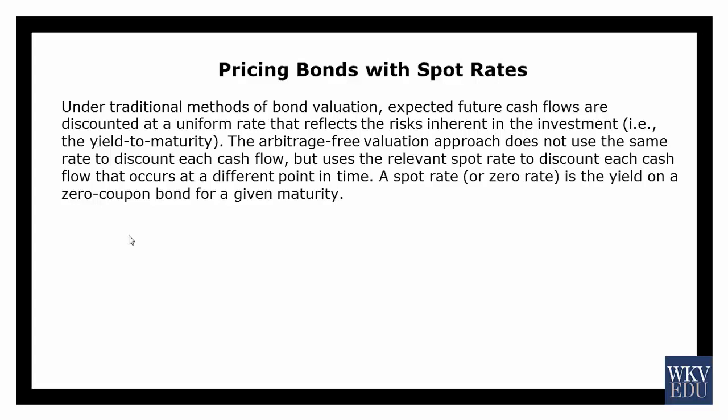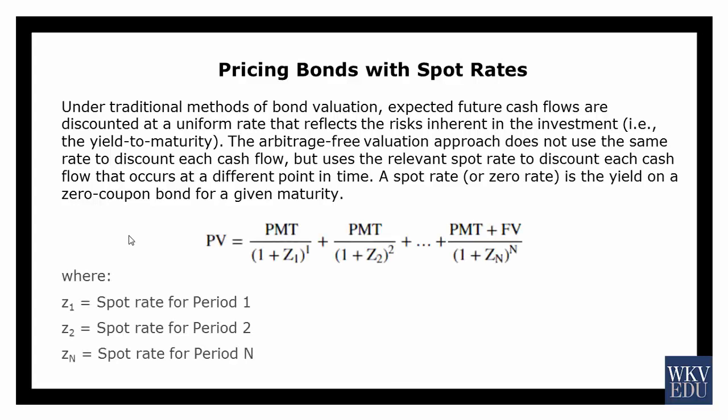So for a 3-year bond, the first coupon is discounted at spot rate 1, the second coupon is discounted at spot rate 2, and the third coupon and principal are discounted at spot rate 3. This happens under the arbitrage-free valuation approach. However, for YTM, there is a single rate that will discount all the cash flows, cash flow 1, cash flow 2, and finally cash flow 3. Therefore, we can say that YTM is a weighted average of the different spot rates.